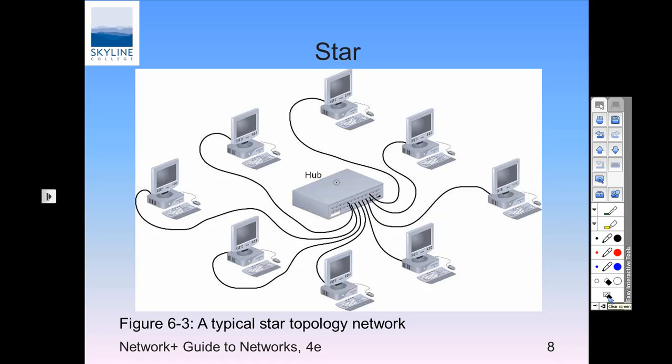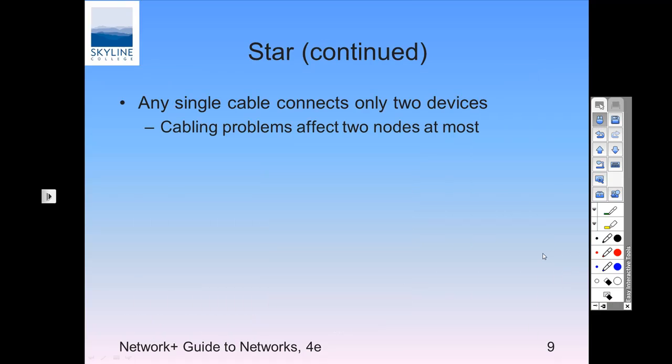The problem is, what are like devices, what are unlike devices? You've got to look at things like NIC to NIC. And to me, these things are like, same kind of box to same kind of box. Once we get into serial, you don't have to worry, different cabling, different specifications, different little bit of everything. So these Ethernet areas, we do those things. Any single cable connects only two devices. The cabling problems affect the two nodes at the most.